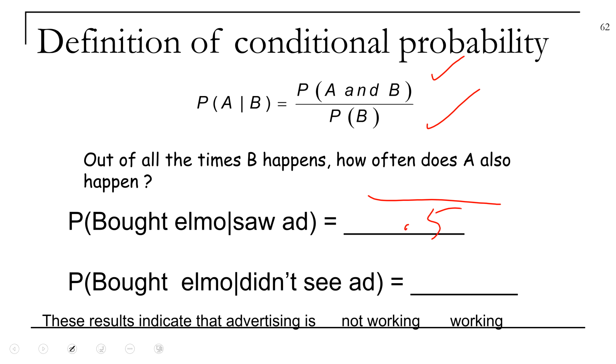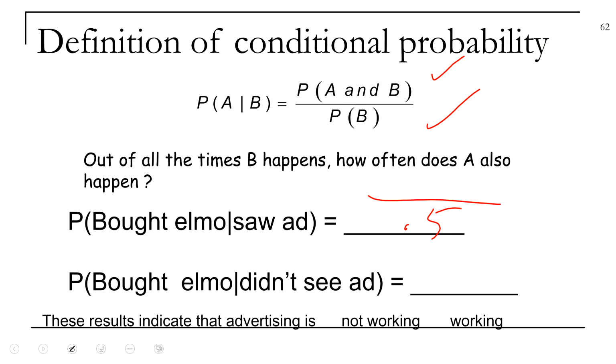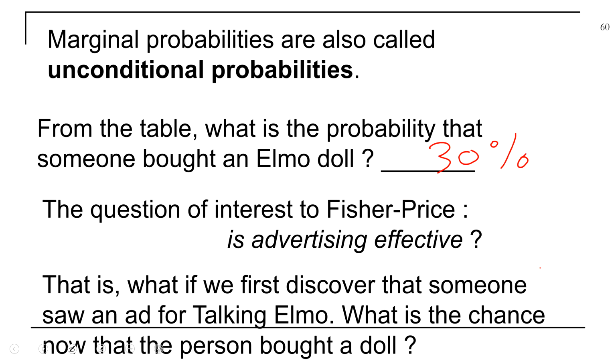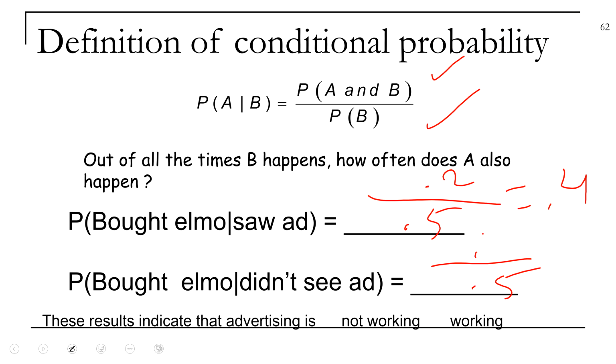What's the probability you bought Elmo and you saw the ad? Bought Elmo and saw the ad is 0.2. That's 0.2 over 0.5, which is 0.4. What's the probability you bought Elmo given you did not see the ad? Well, I know that's 0.5 on the bottom. What's the probability you bought Elmo and did not see the ad? Bought and did not see, that's 0.1. So 0.1 over 0.5 equals 0.2.